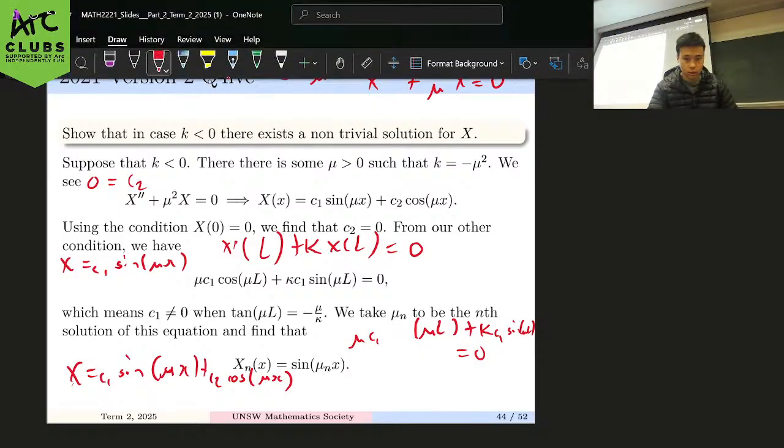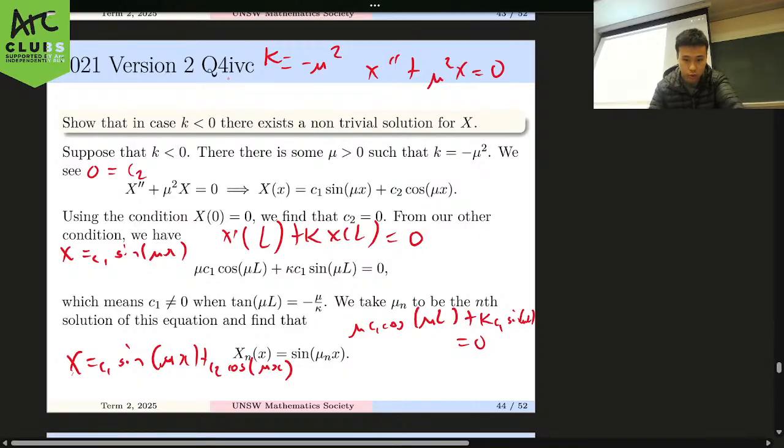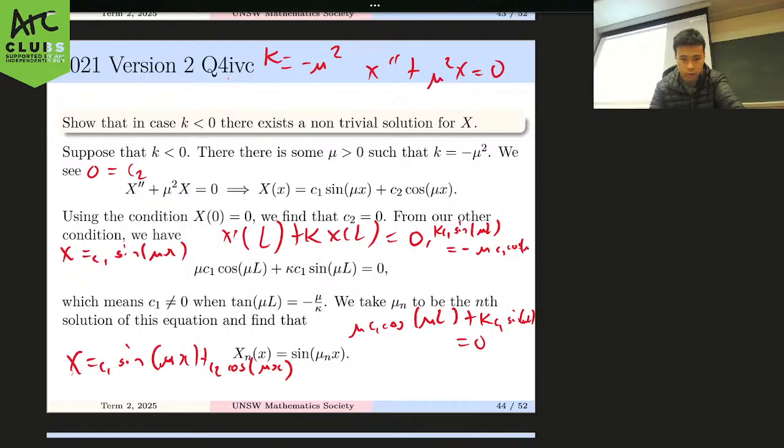This is cosine. Yeah. So we just need to do some rearranging, see if any contradictions are going on. So what we can do is kC1 sine of mu L is equal to the negative of mu C1 cos of mu L. Once again, let's assume C1 is not 0. Hopefully it's not the trivial one. So we're just left with k sine of mu L is equal to the negative of mu cos of mu L.